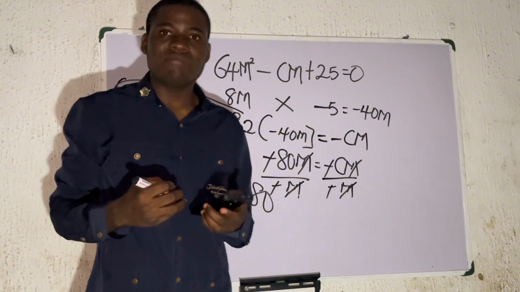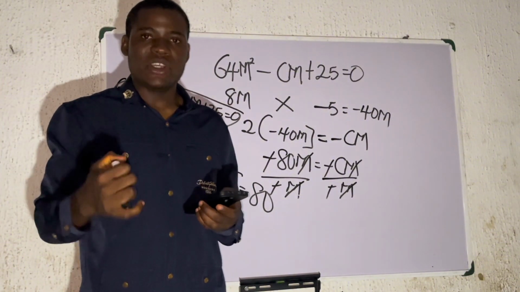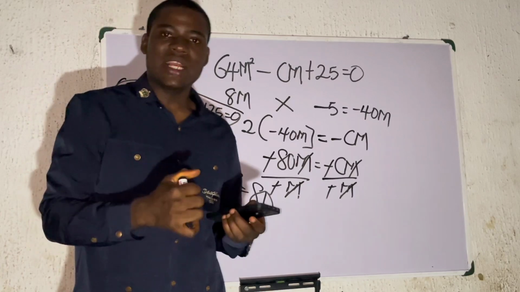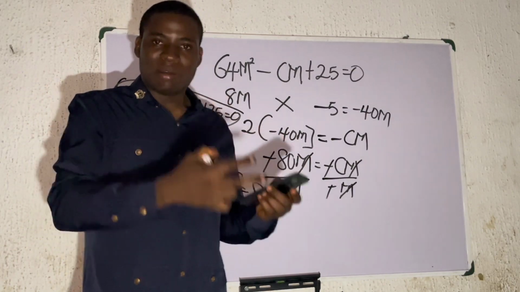So I believe by now, you understand what we mean by a perfect square quadratic equation and the value of the missing b that can make it a perfect square.